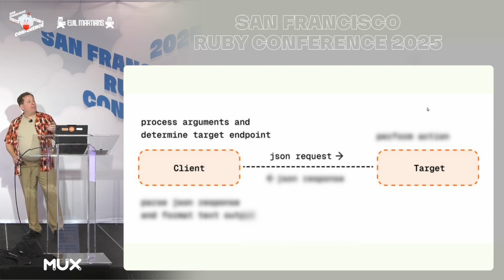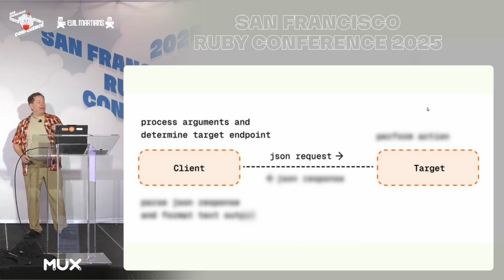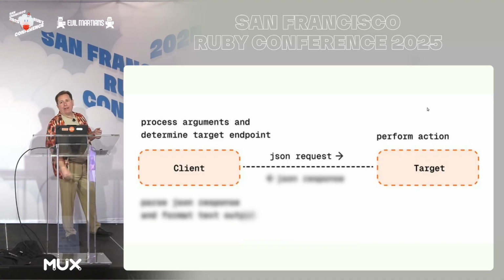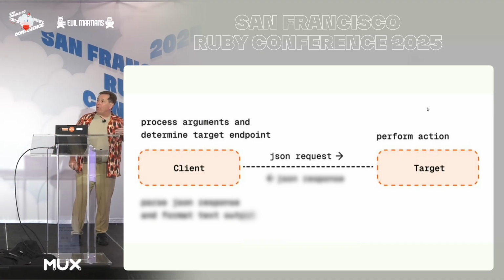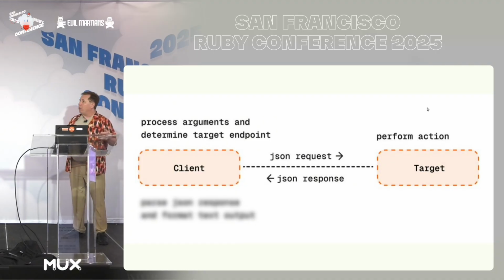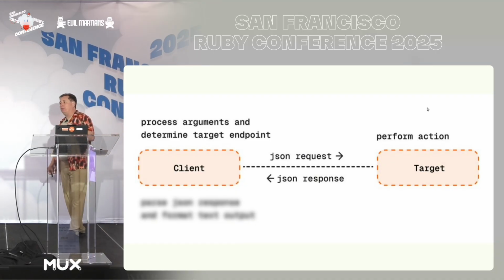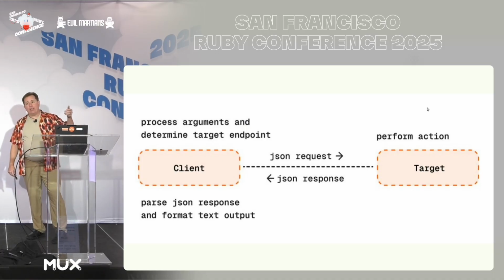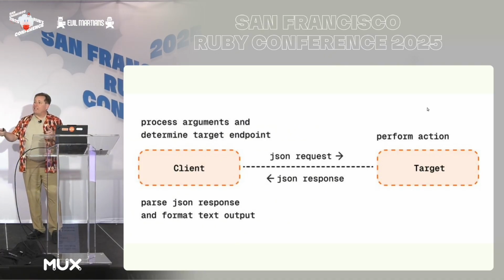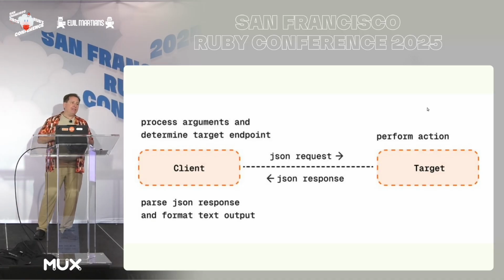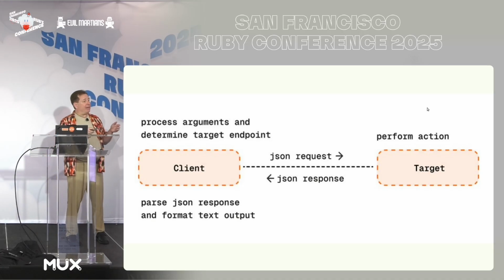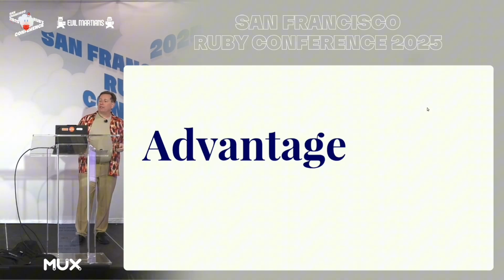After determining the target endpoint to contact, the client prepares the body of the request, assuming the request needs a body, and then it sends the request to the target endpoint. The target endpoint handles the request and performs the appropriate action, and then returns a response in JSON format. The client parses that JSON response and formats the text to display to the user, and that's what the traditional approach looks like when building a command line interface to interact with web services.